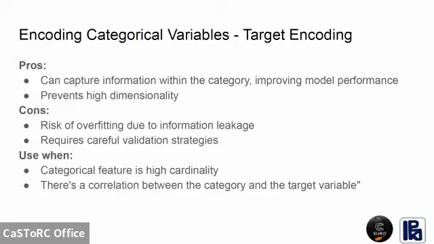It preserves the dimensionality of your dataset, but if you don't do it correctly, there is a risk of overfitting due to information leakage. For example, if you define New York City, you have defined the boundaries of New York City that you are going to include in your target.